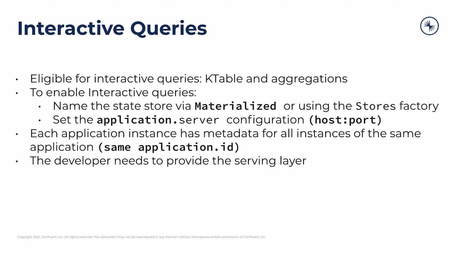Not all instances will actually hold a copy of every single store. This just depends on the task assignment. So you might need to be querying a particular instance to get information from a particular store. Now, Kafka Streams can tell you which store to query, but the developer, you, needs to provide the actual serving layer to route your requests to the correct Kafka Streams instance.